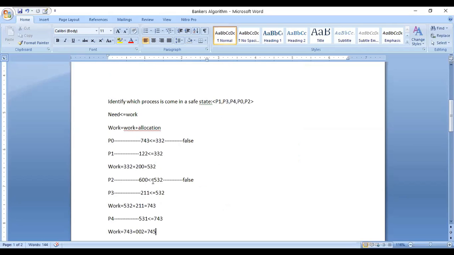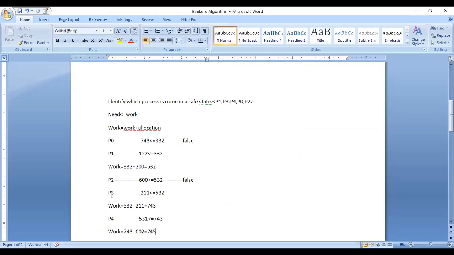So is 6 less than or equal to 5? The condition is false. If P2 executed, it would require 6 instances of a resource, but there are only 5 instances of that resource, so it will not be executed. The condition is false, so it will not enter the safe sequence.